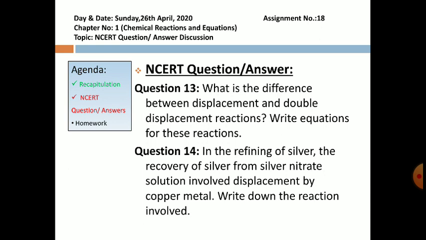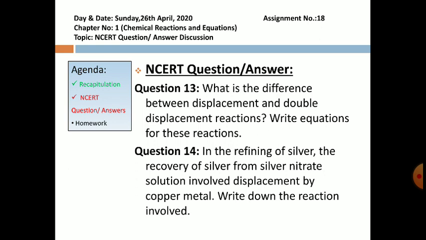Its representation is A plus BX gives AX plus B. Here A is more reactive than B, so it displaces B from BX and forms AX. The example is CuSO4, copper sulfate, when it reacts with Zn, zinc, gives ZnSO4, zinc sulfate, plus Cu, copper.